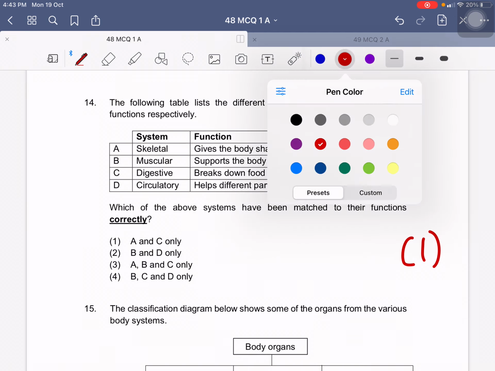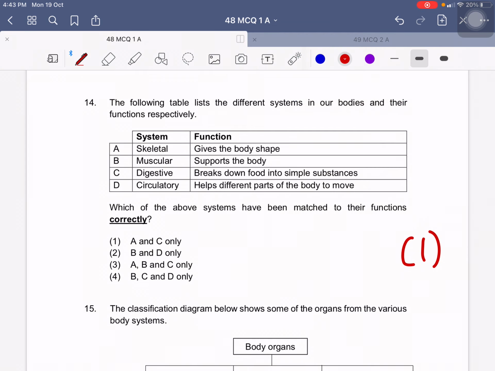Now, I have taught you the acronym to remember the different systems. You go to the doctor if you are sick, and if you are really sick, you will get the MC. D stands for the digestive system, R for respiratory, S for skeletal, M for muscular, and C for circulatory. So which of the following systems have been matched to their functions correctly?